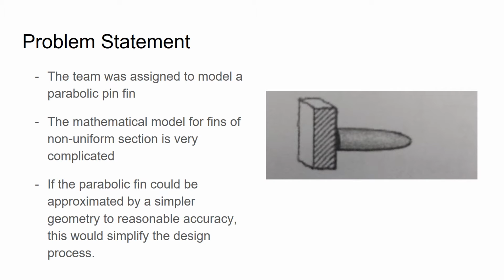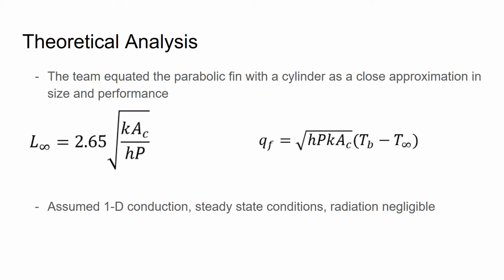The design team was tasked with modeling a parabolic pin fin to find the optimum length using copper, aluminum, and stainless steel as the materials. This proved to be difficult to do with a theoretical analysis due to the parabolic shape of the fin. The team equated the parabolic fin with a cylinder as a close approximation in size and performance.